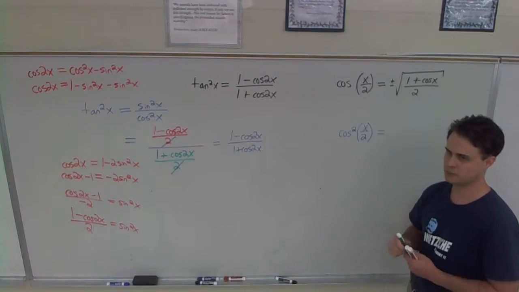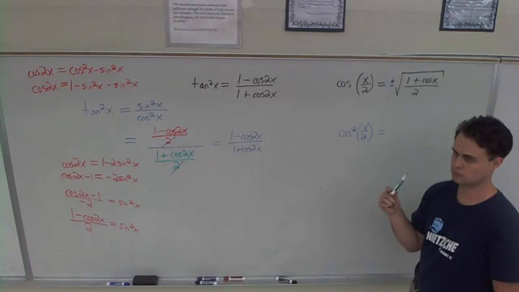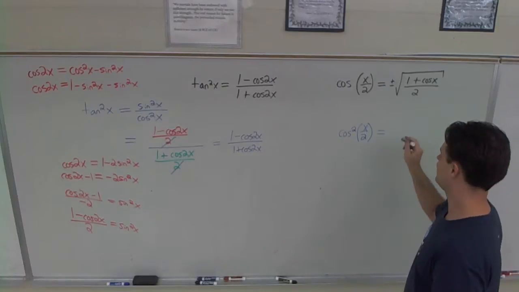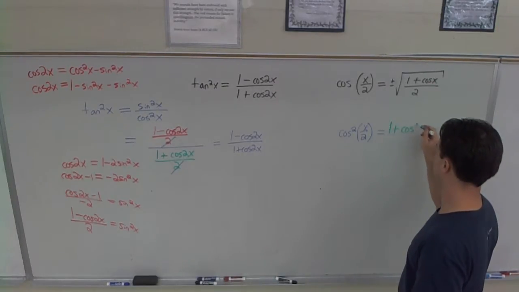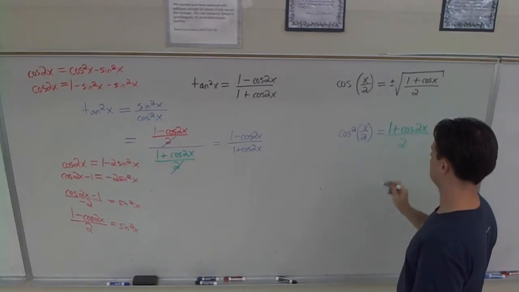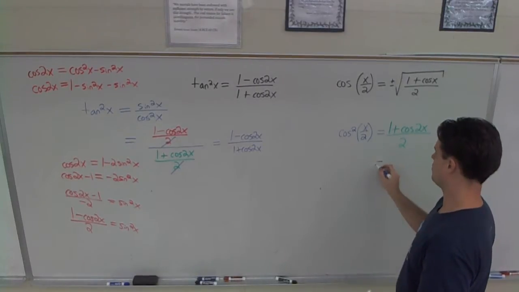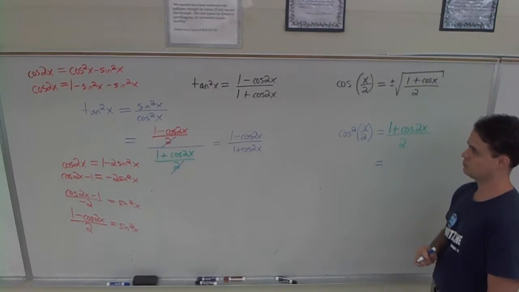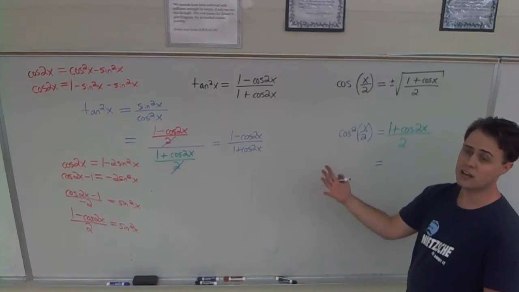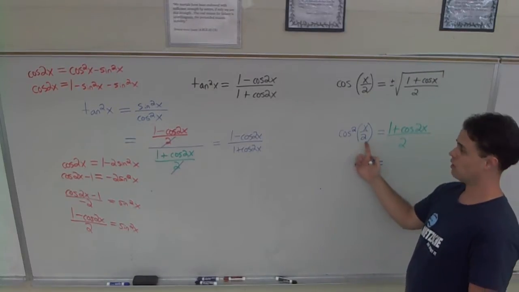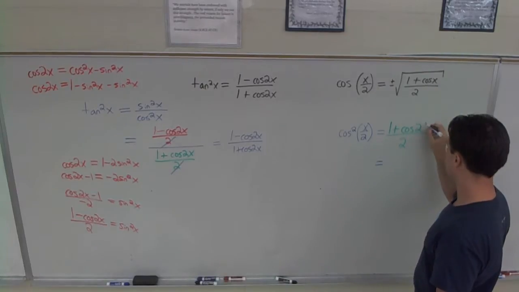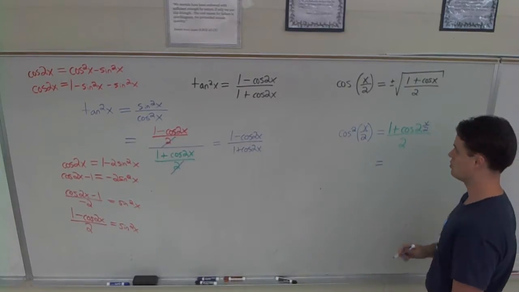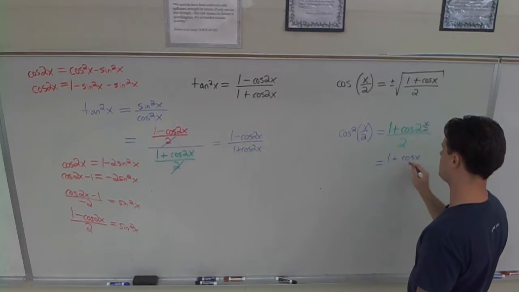What was it? 1 plus cosine. Something's not quite right though. It has to all be divided by 2. That was cosine squared of x. This is cosine squared of half x. So I need to put half x right there. And 2 times half x is x. So this is 1 plus the cosine of x over 2.